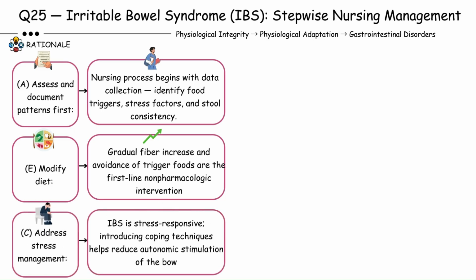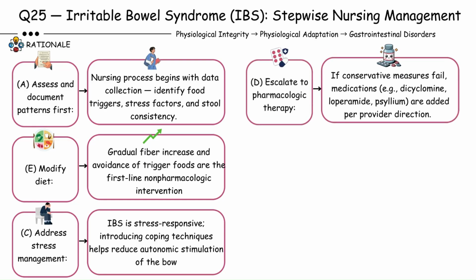Step 3. Introduce stress reduction strategies. IBS is highly stress responsive. The brain-gut connection is strong here, so we teach relaxation breathing, yoga, mindfulness techniques, or even referral for cognitive behavioral therapy if appropriate. Reducing autonomic arousal lowers bowel hypersensitivity and can dramatically reduce symptoms.